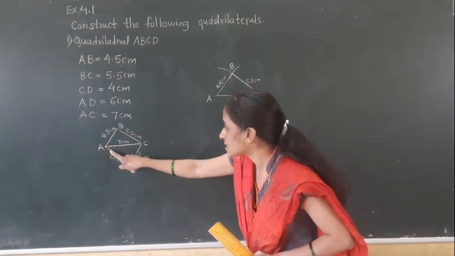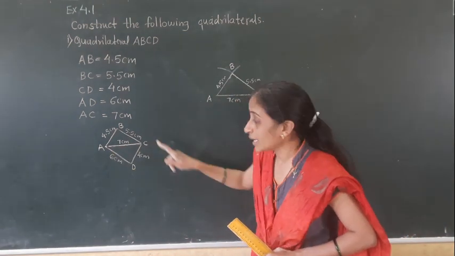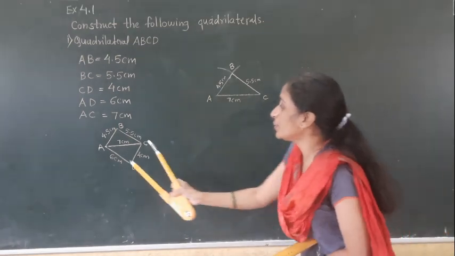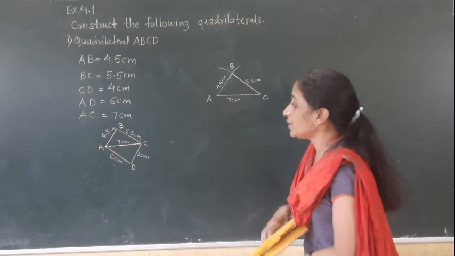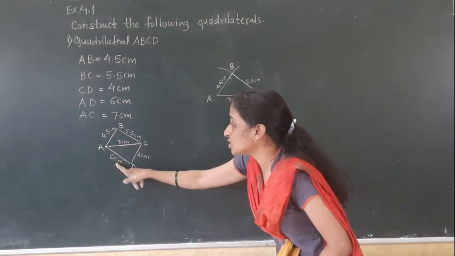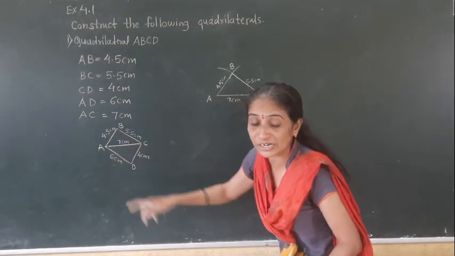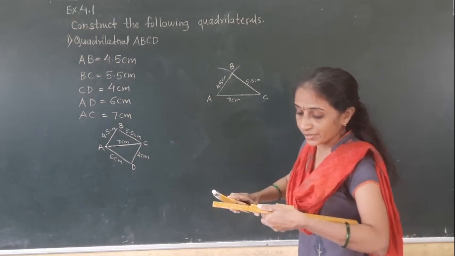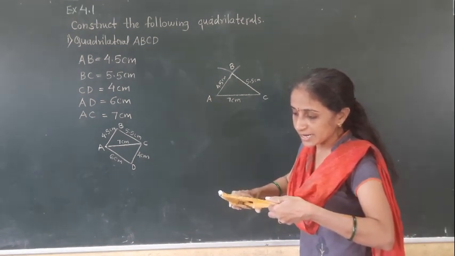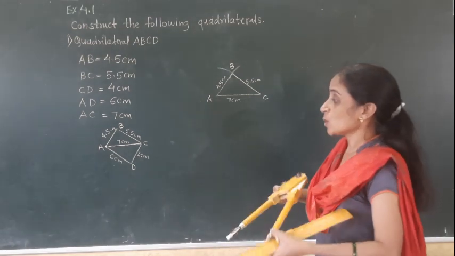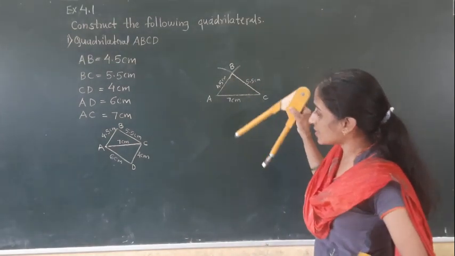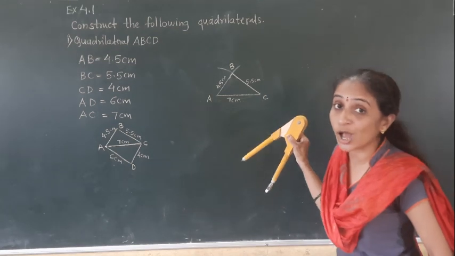After that, now what do we need to construct? We need to construct this part. So what do we do now? AD, we will construct. Now to construct AD, what measurement should we take? 6 centimeter. So, 6 centimeter radius can be taken in your compass. So, A as the center and with 6 centimeter radius, draw an arc.